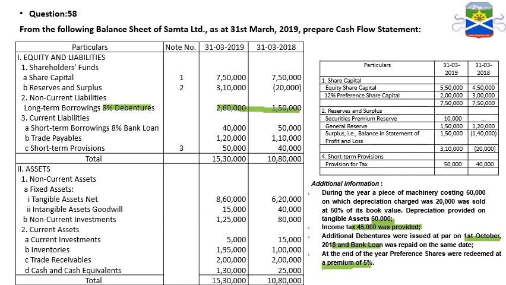Now at the end of the year preference shares were redeemed at 5% premium. Since it is given at the end of the year, on the opening balance we have to calculate the 12% dividend. On the opening balance of 3 lakhs we have to calculate the dividend. So this is the information in this question, and you have to remember all these points before preparing the cash flow statement. Now we'll go to preparing the cash flow statement.